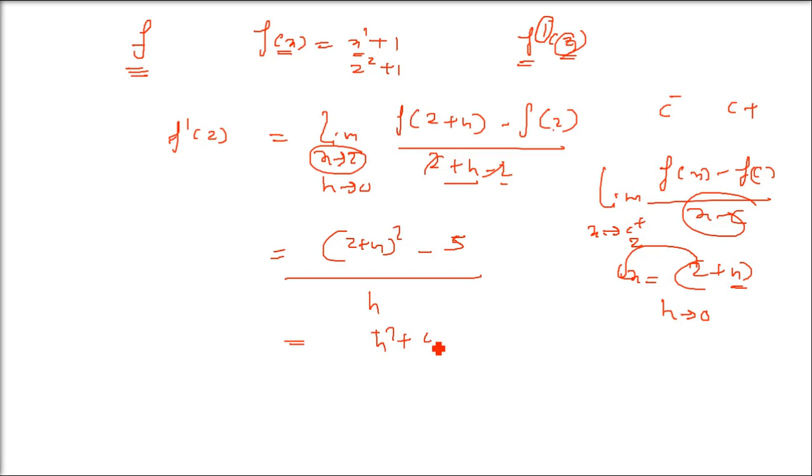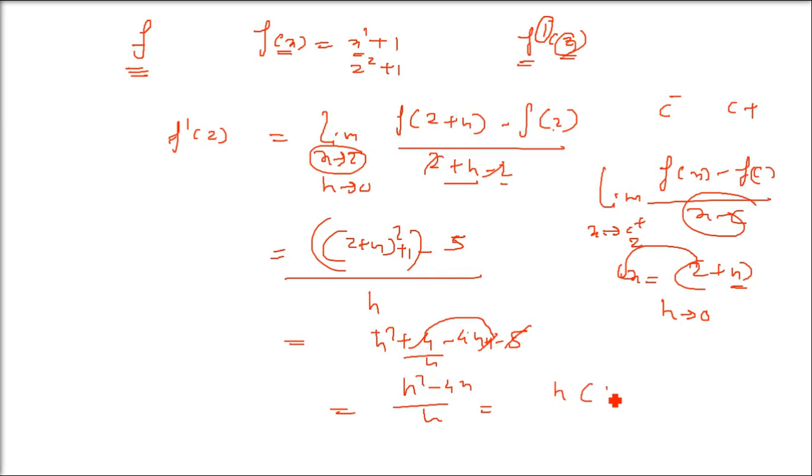So you have (2 plus h) square, I'm opening it with the formula a square plus b square plus 2ab. So h square plus 4h plus 4, and also plus 1. So what do you get? a square plus b square is 2 square, that is 4, plus h square, and 2 into 2 into h, 4h. So 5 and 4 plus 1 get cancelled. So h square plus 4h it is.